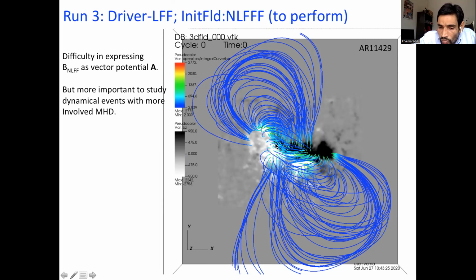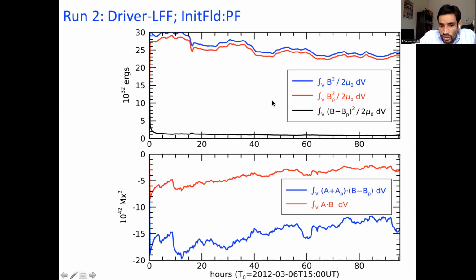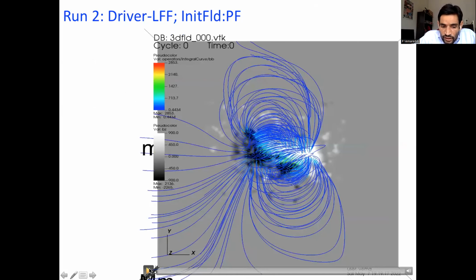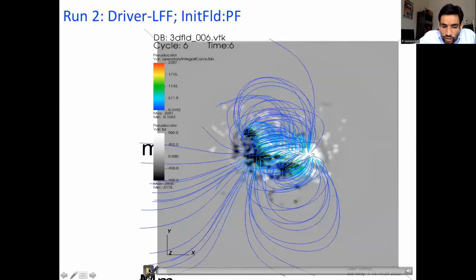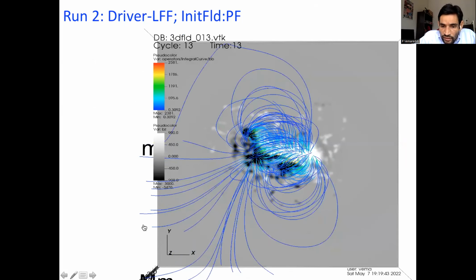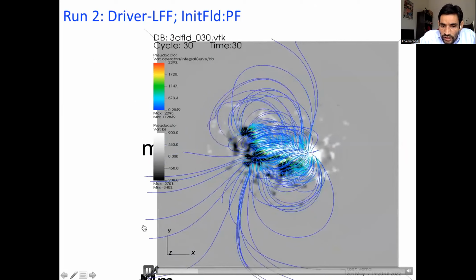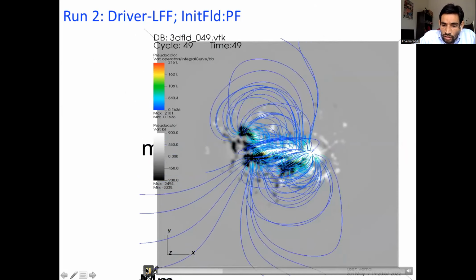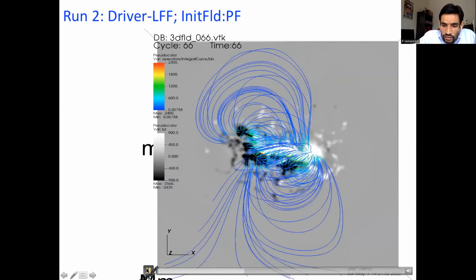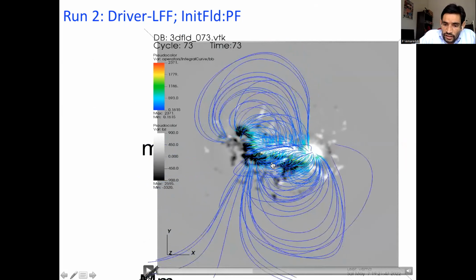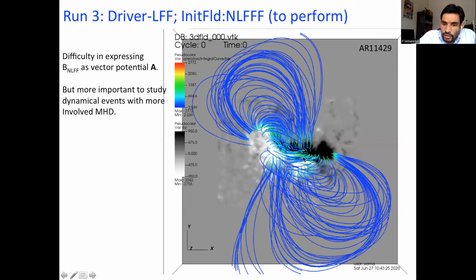So follow my cursor. A similar structure is almost visible here, while in run number 2, after a certain time, it is not to that extent. It is almost there like this, but the core field is not that highly twisted. So that was the problem.